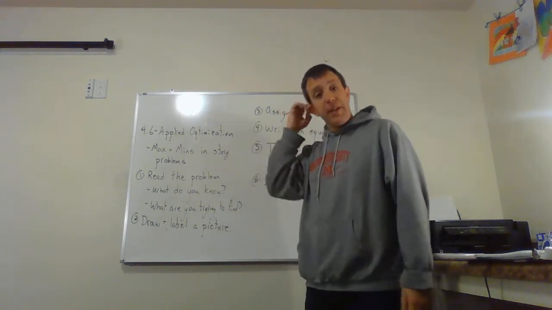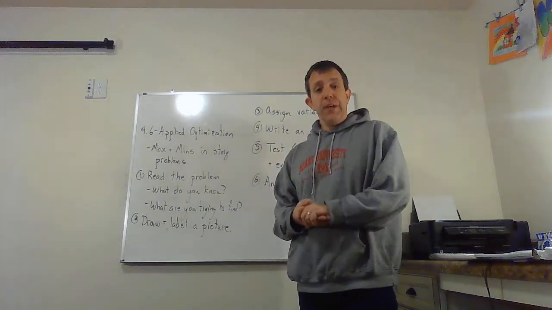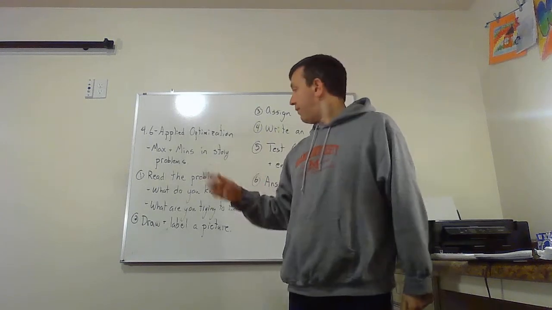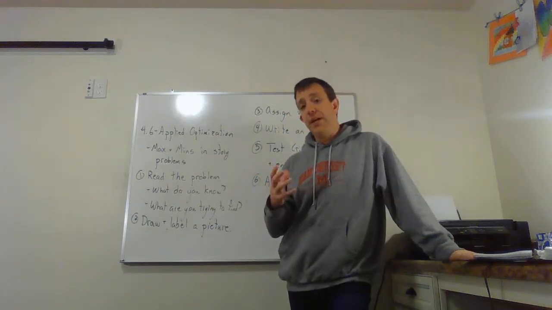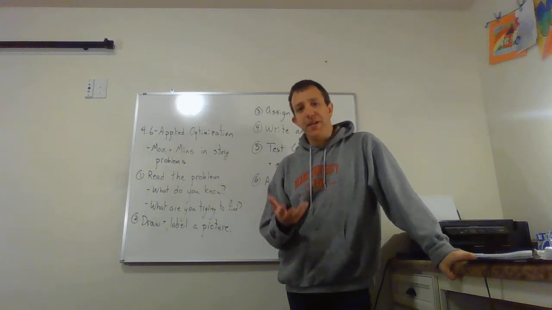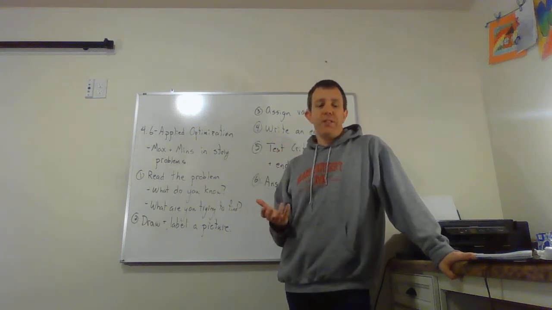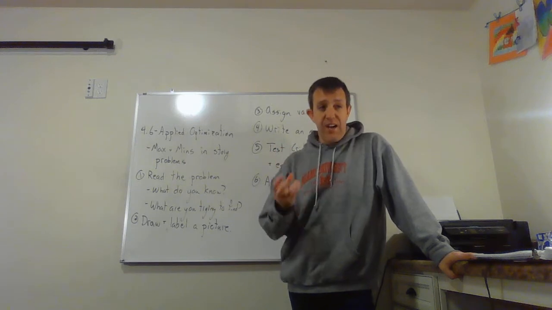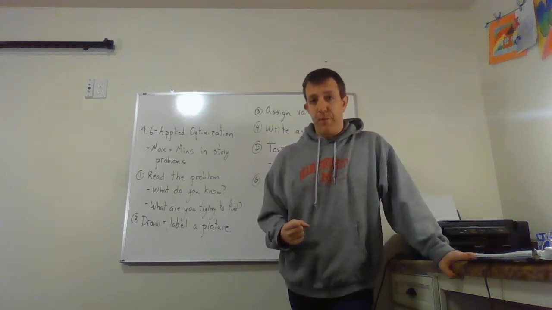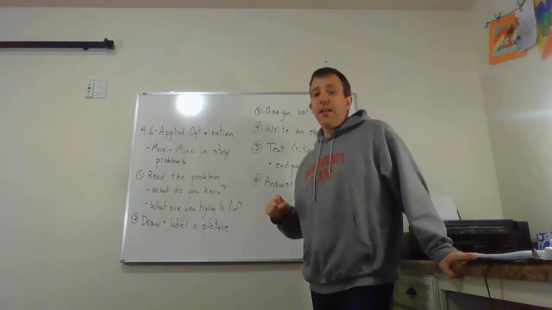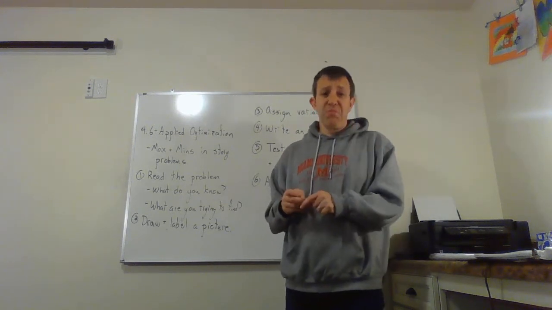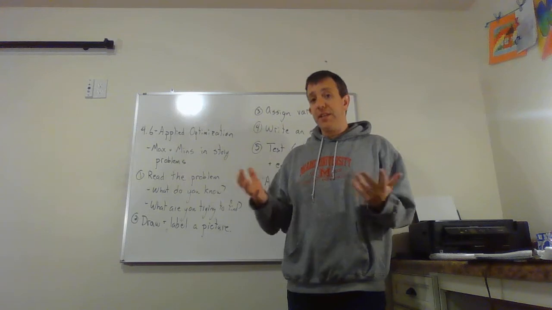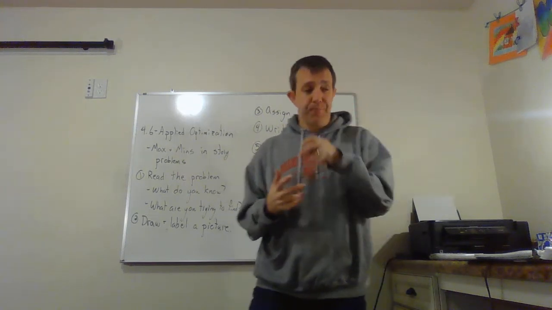So I have outlined here some steps that you can go through to try and do these. First, read the problem. What do you know and what are you trying to find? These are important things to have in your mind. We want to know what we already have, and we want to know what we're looking for. Step 2, draw and label a picture. Sometimes you can get by without the picture, but it's really quite helpful, as we'll see in the two examples that I'm going to do.